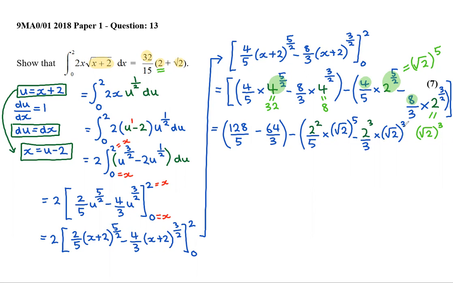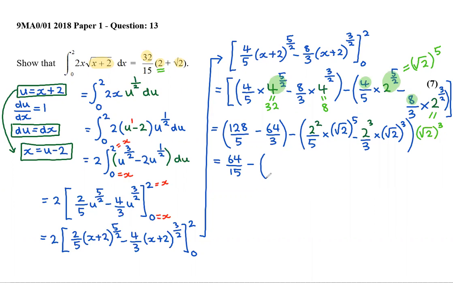All right, and then I'm going to close that bracket as well. So just sorting out the left-hand side here, we've got 128 over 5, subtract 64 over 3. Now, if we just do that quickly, we're going to get the following. That's 64 over 15.